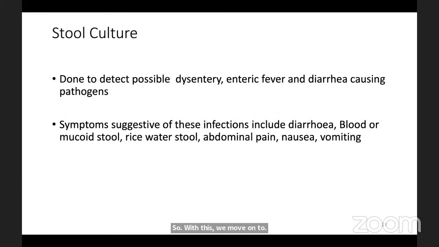All right. So with this, we move on to stool culture. So we do this to detect the presence of pathogens in the GIT. Usually they cause dysentery, enteric fever, diarrhea, which are shown by signs of mucoid, bloody, white watery stool, abdominal pain, nausea, vomiting.